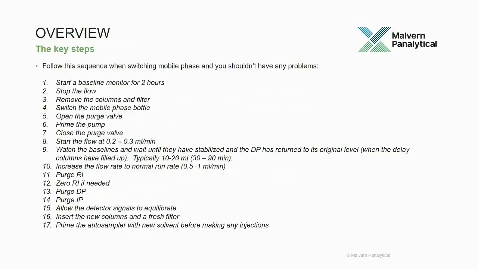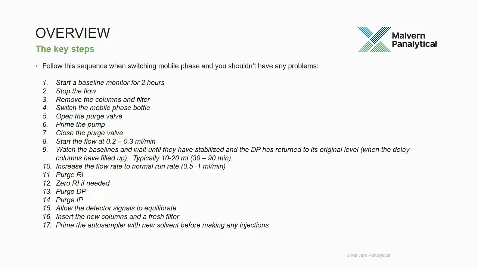Now, the key steps to making the switch are listed here, and this is what we'll be running through in the video, but in summary, they form these steps. So start a baseline monitor. Always be collecting a baseline so you can see exactly what the detectors are doing. Stop the flow. Switch the mobile phase bottle. I'll assume that you've already removed the columns, as we wouldn't switch mobile phases when there's columns present. We would always do that. I'll do the columns separately and do the system separately.